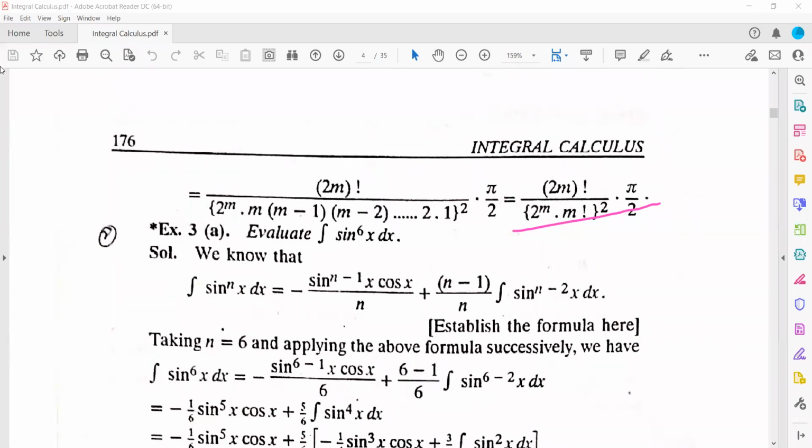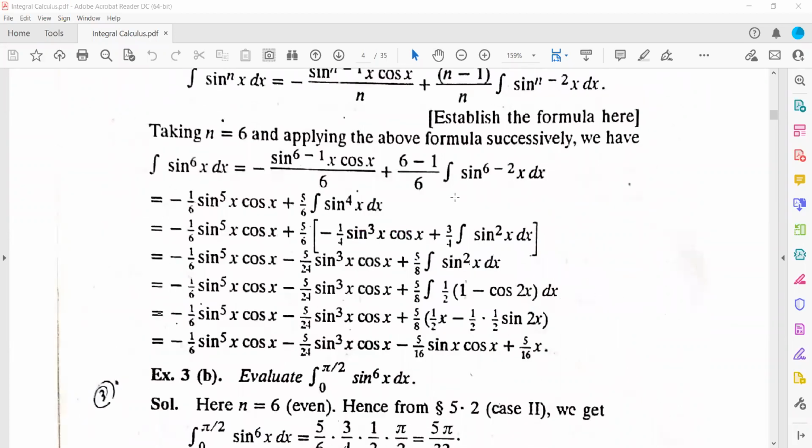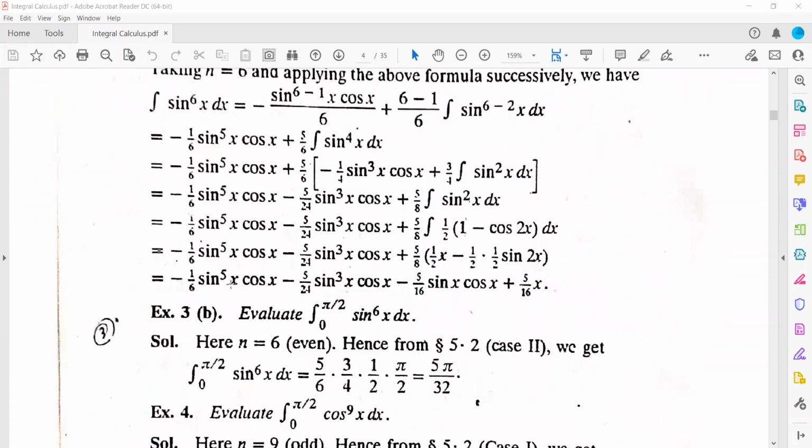Now see here, you have to evaluate this one. Integration of sine to the power 6. But here it is not given 0 to pi by 2. So you can't use the Wallis formula, but you can use which formula? You can use the reduction formula. Already we have discussed this reduction formula, no? Using that reduction formula, you can easily find out the value of this integration. So see, here it is. You have got this one.